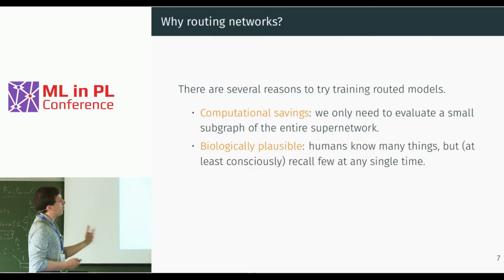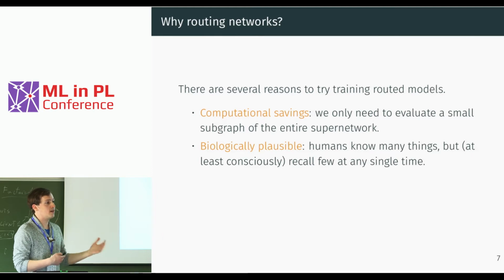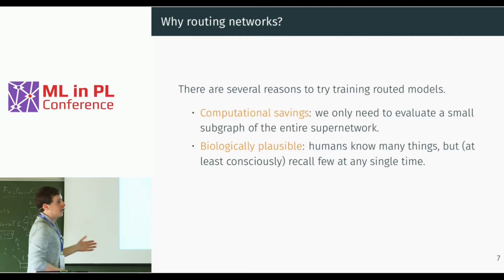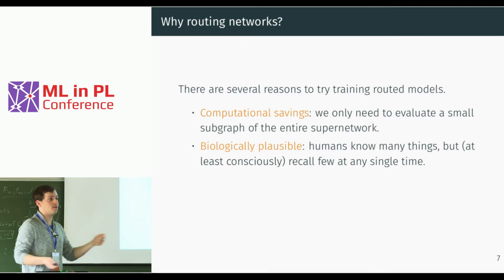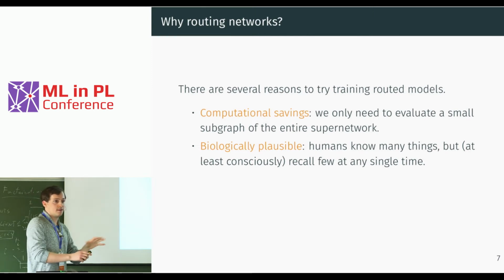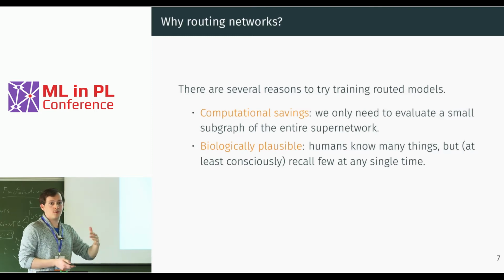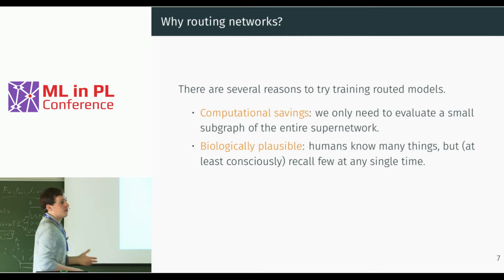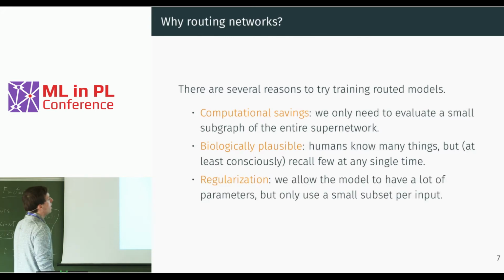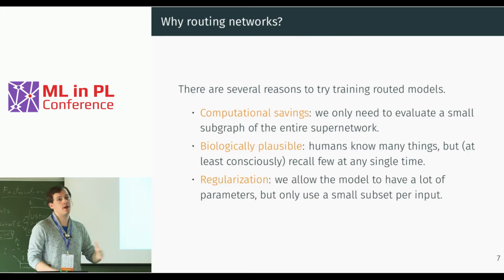You could say it's biologically plausible, at least in the sense that if you think about humans, we have our brains, which have a lot of parameters, a lot of knowledge in them, and it seems that we don't necessarily use all of our knowledge for every input we encounter, right? The brain has different parts, and these different parts do different things. For example, for vision, you don't use all of the parts of your brain. It makes sense to not use all of your parameters for every input, I think. And then you could also argue that it's a regularization when you have a lot of things, but you can only choose a small portion of them for every input. It could also be regularization.